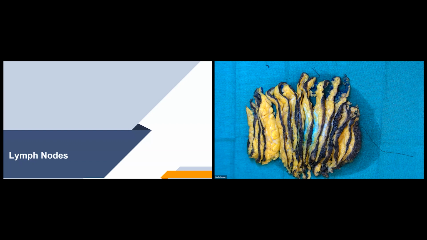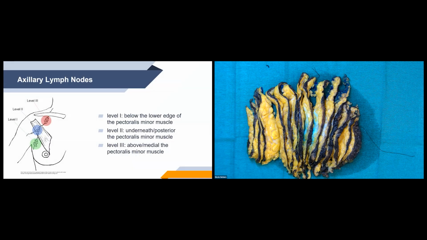So now we'll go through some of the lymph nodes that you can get with mastectomy specimens. So you can get axillary lymph nodes, and these ones can come either as the axillary tail dissection, or you can get them into separate containers that the surgeon has indicated which level they are. So level 1 is below the lower edge of the pectoralis minor muscle. Level 2 is underneath/posterior the pectoralis minor muscle, and level 3 is above/medial the pectoralis minor muscle. Most of the time, we'll only ever get levels 1 and 2 unless there's clinical suspicion for level 3.